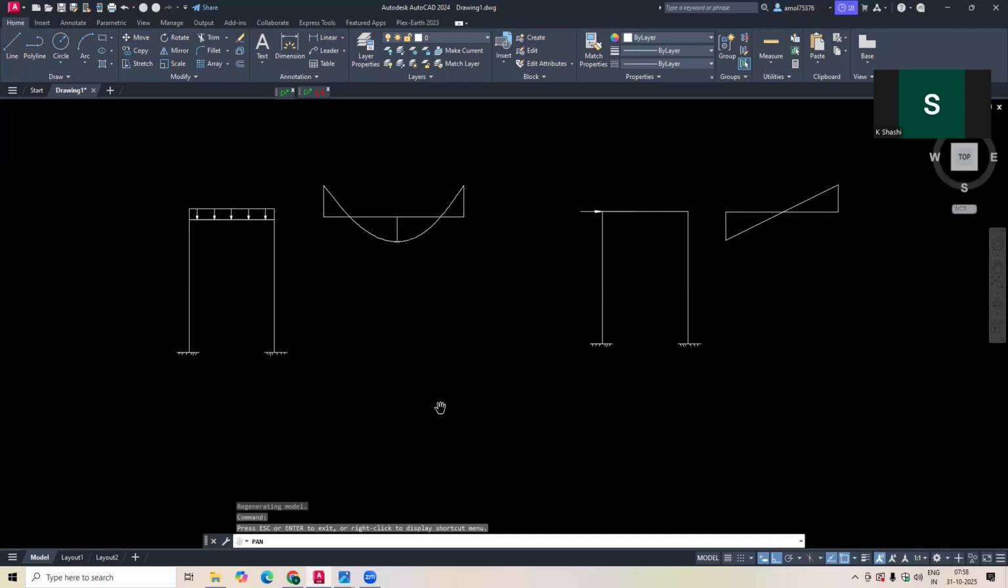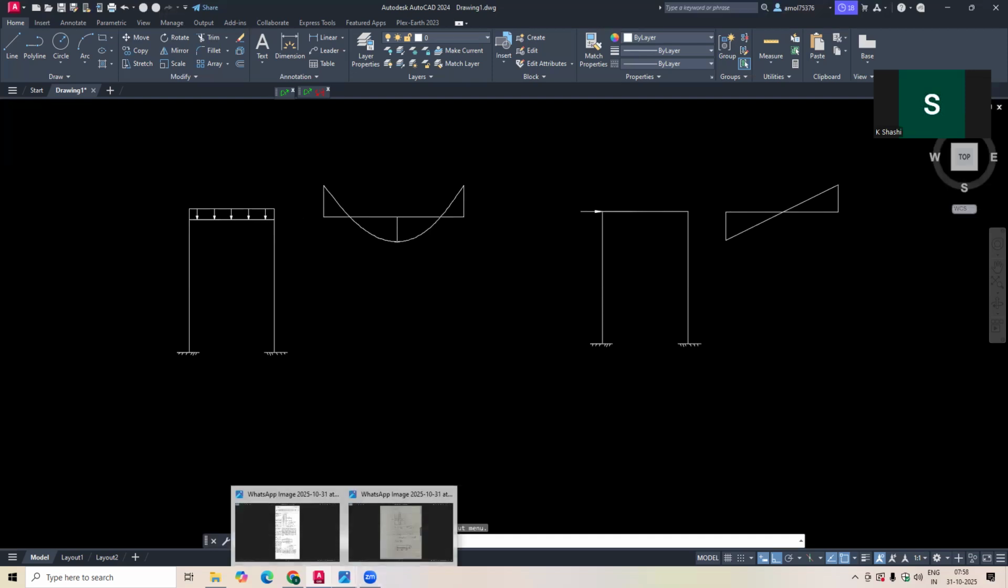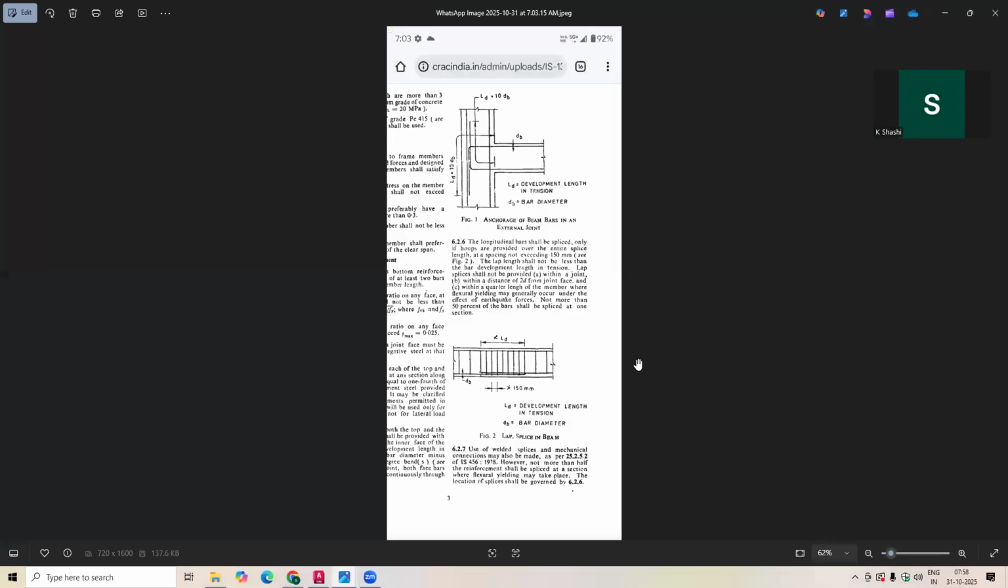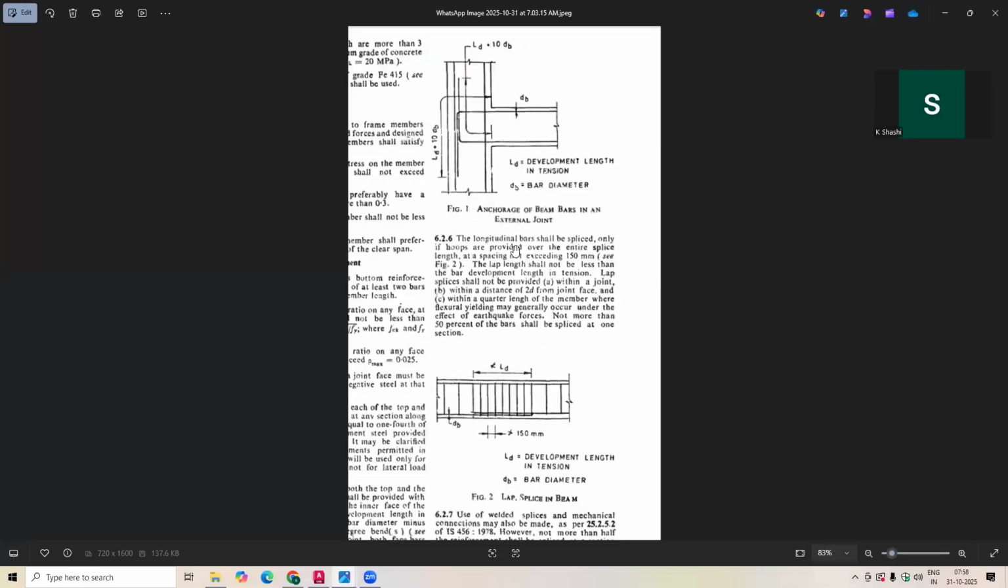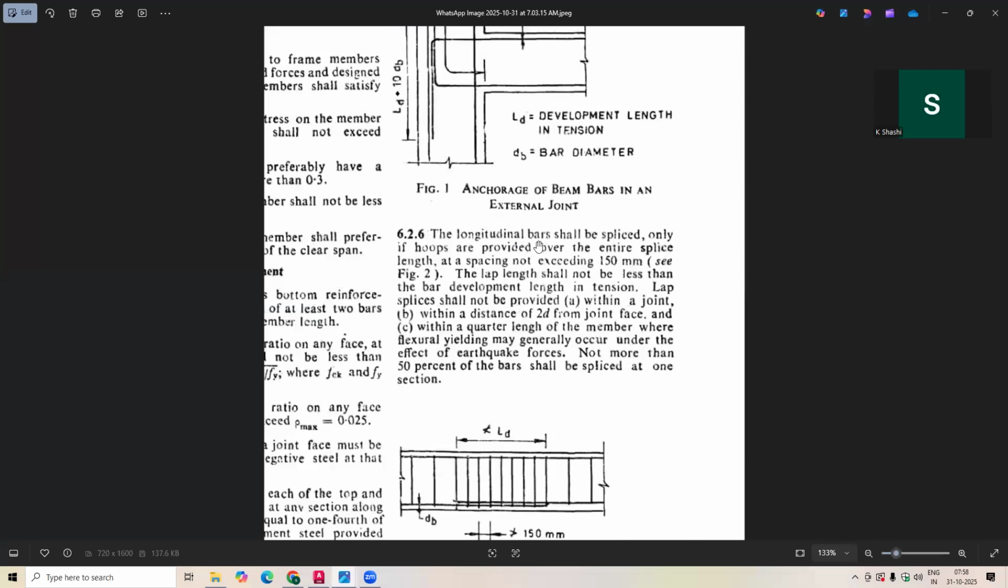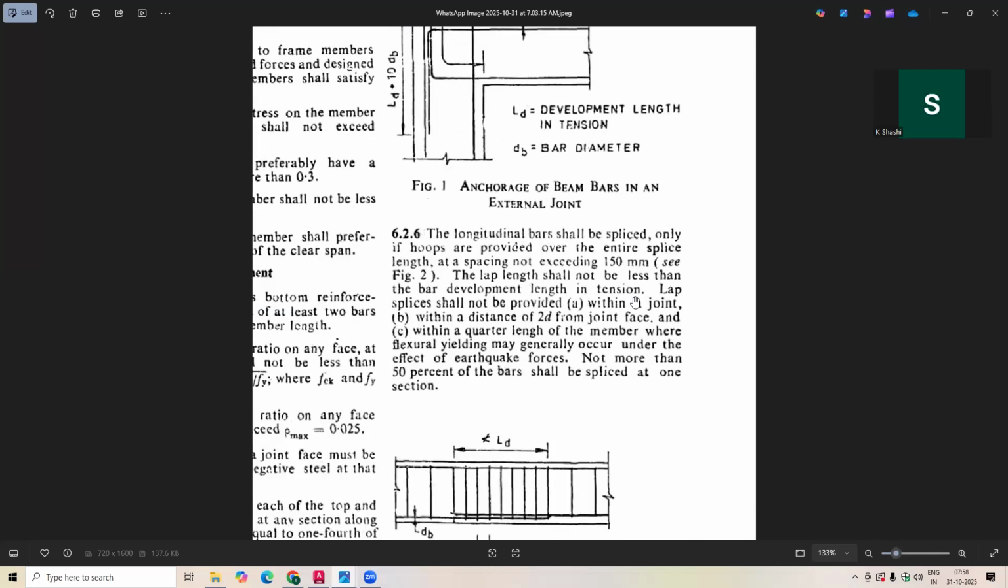That's why our code IS 13920:2016 proposes that the longitudinal bars shall not be provided within a joint and within a distance of 2D from the joint face and within the quarter length of the member where flexural yielding may generally occur.